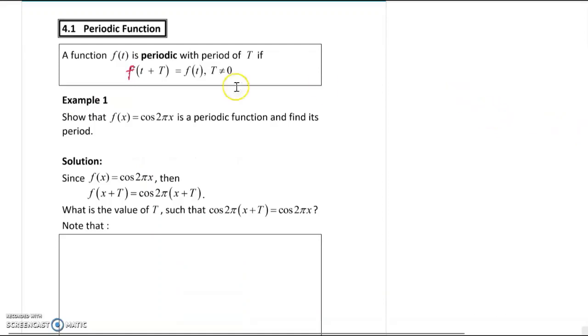A function f(t) is called a periodic function with period T if it satisfies the rule here. This one here should be the small f, not the capital F, because we are using the small f over here. So f(t + T) = f(t). It means that if we can show this equivalence, then f(t) is called periodic. Otherwise, this is not a periodic function.